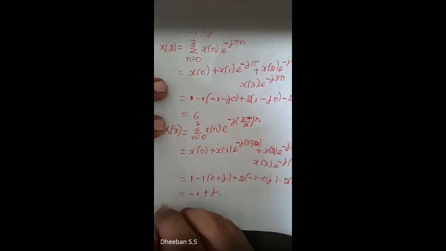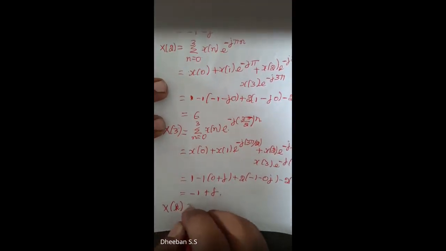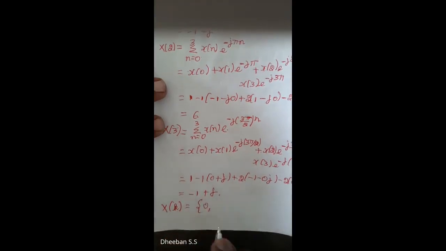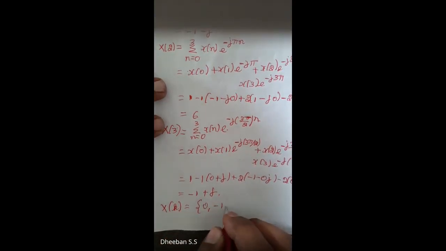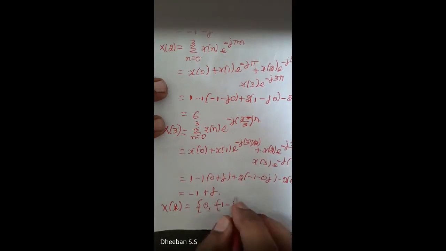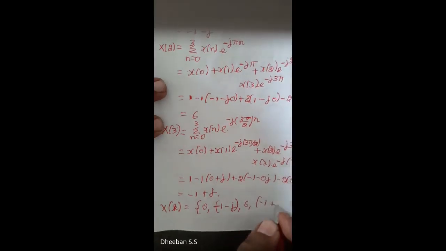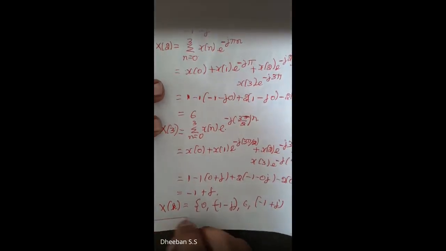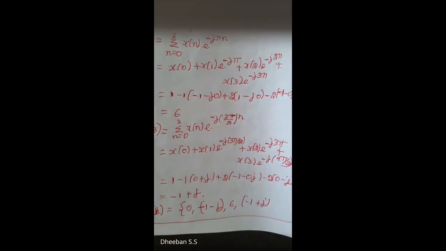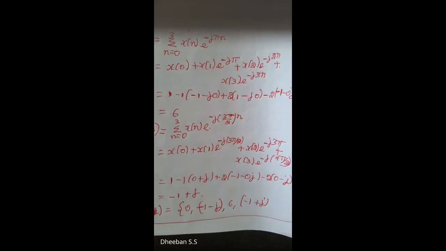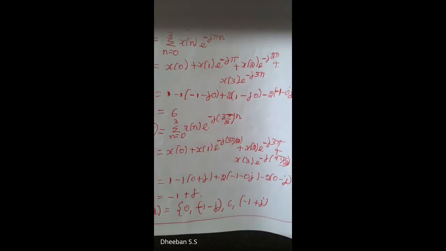So the final value is X of k equal to 0, comma, minus 1 minus j, comma, 6, comma, minus 1 plus j. So this is what your final answer is. So this is how you have to find your DFT, and in the next class we will be doing the problem with respect to your IDFT.